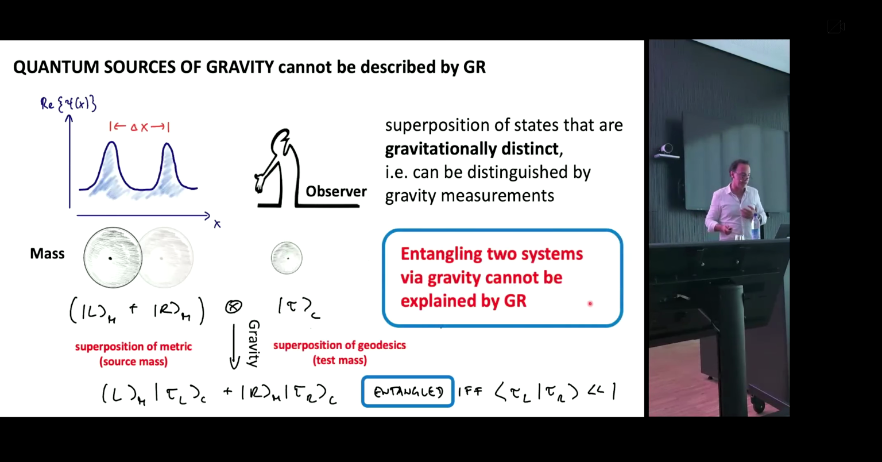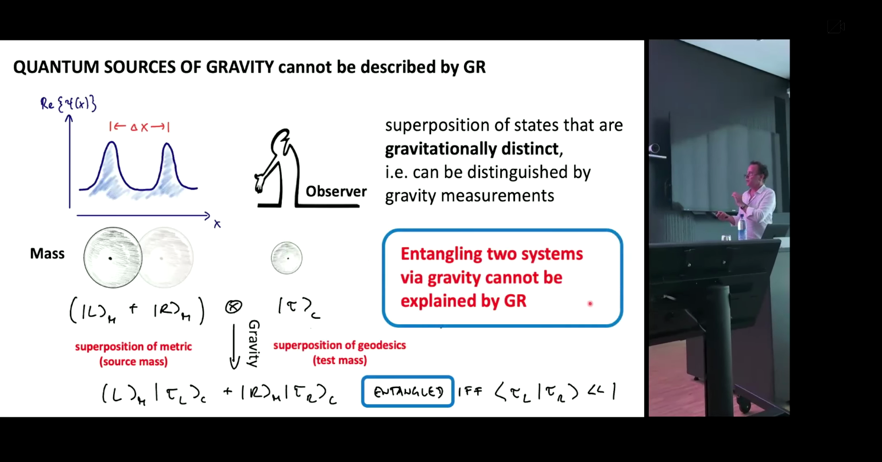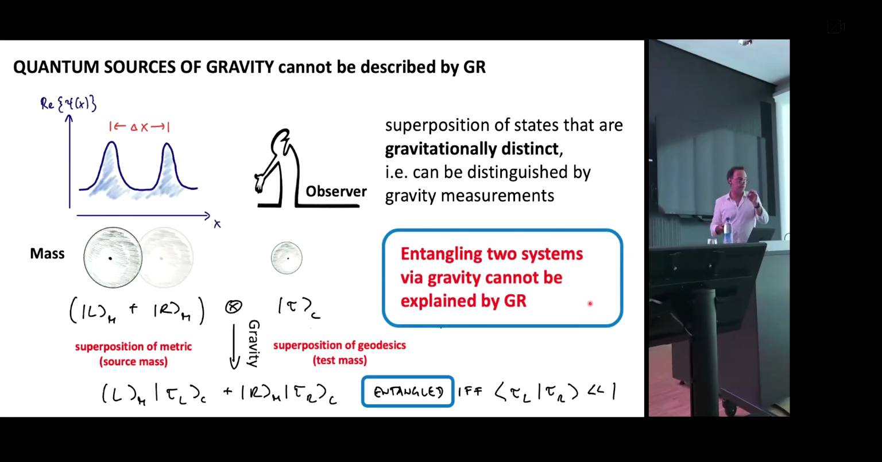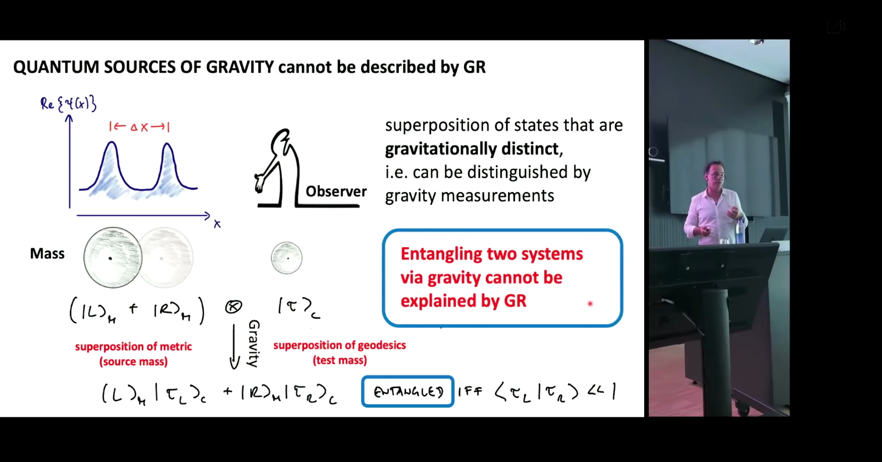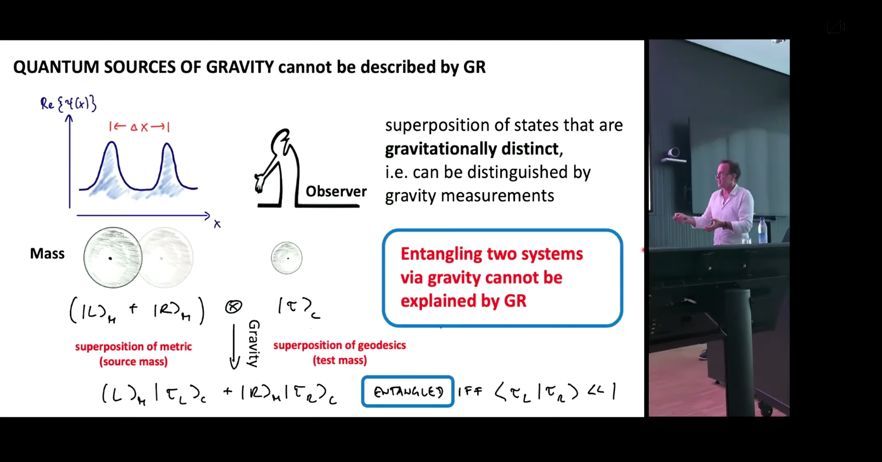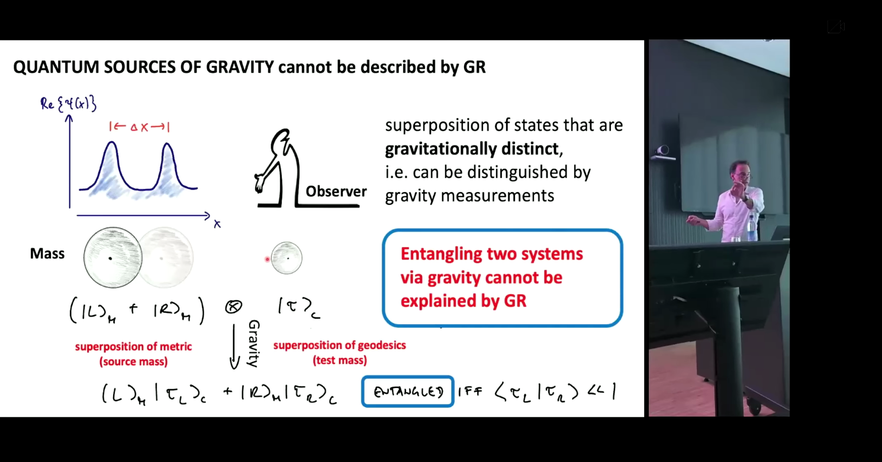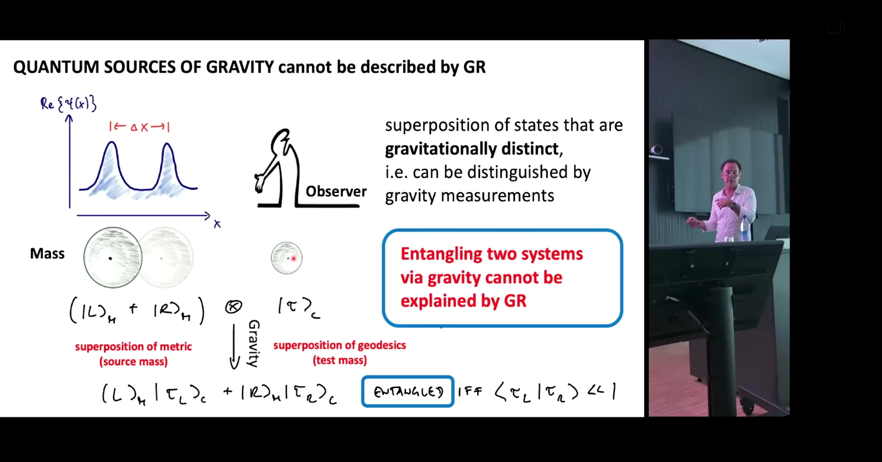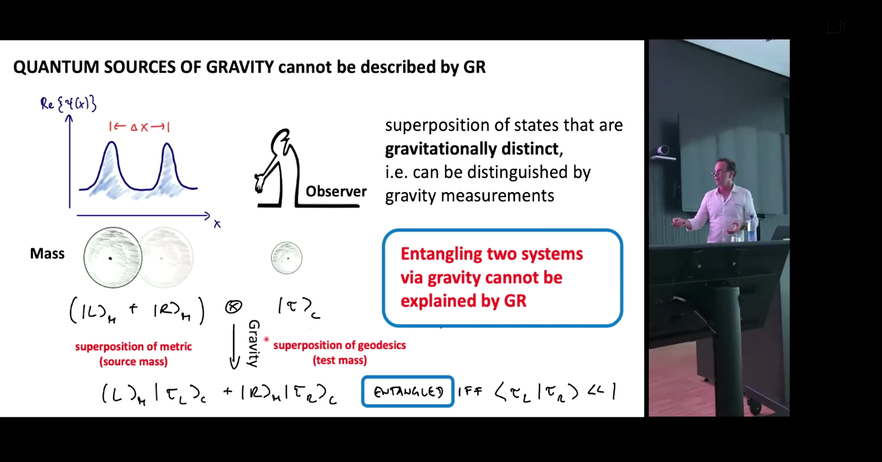So the summary being, entangling two systems via gravity cannot be explained by GR, meaning a classical field theory of gravity, because a classical field theory of gravity will, for such a mass configuration, always predict a fixed metric of spacetime within which a test mass follows a fixed geodesic, meaning that the test mass can never become entangled with my source mass configuration.